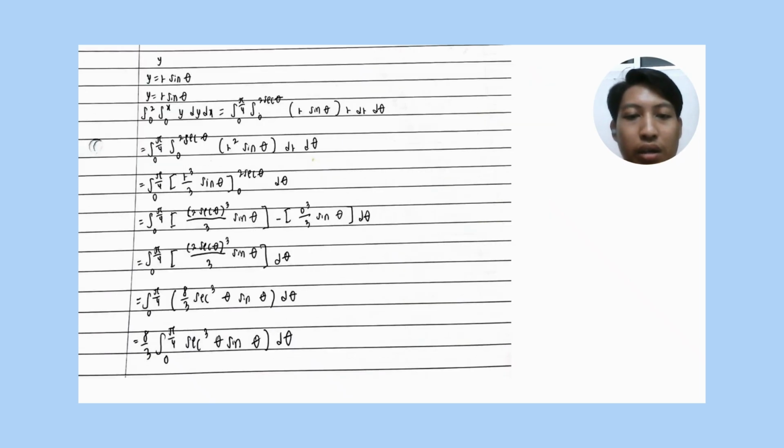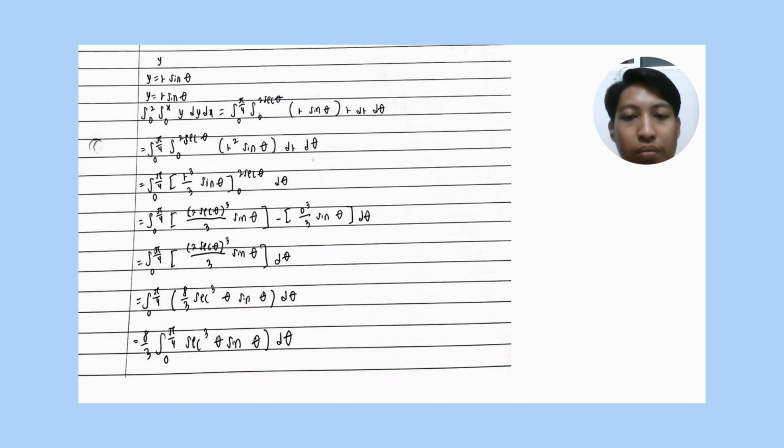Okay. Next, we convert the integrand and the differential area element. In polar coordinates, y equals r sin theta and dy dx equals r dr d theta. Substituting this into our new limits, our integral becomes the double integral from 0 to pi over 4 and 0 to 2 secant theta of r squared sin theta dr d theta.